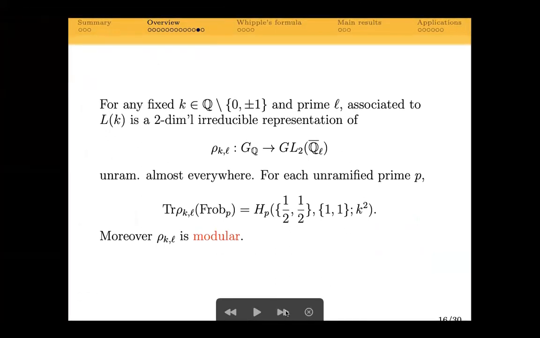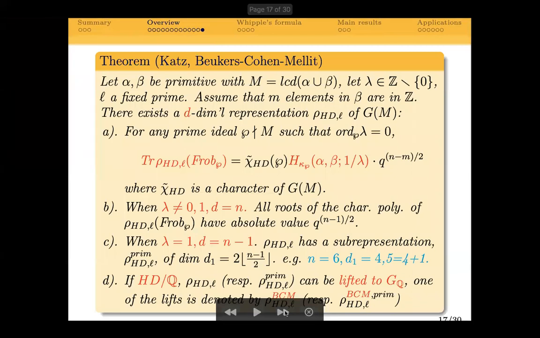Okay. All right, so one very fundamental and crucial result for everything I'm going to talk about later will be a combination of a lot of results. It's a theorem I attribute to Nicholas Katz, Fritz Beukers, Henri Cohen, and Anton Mellit.